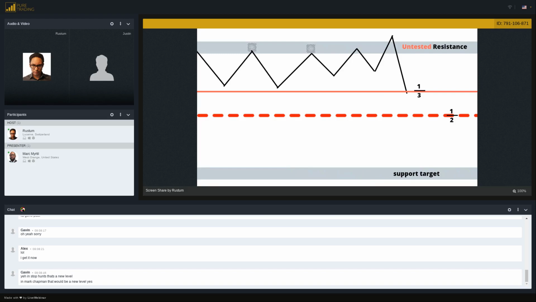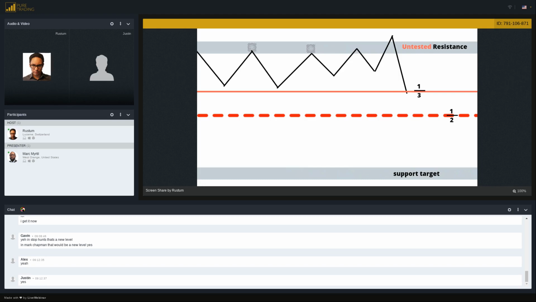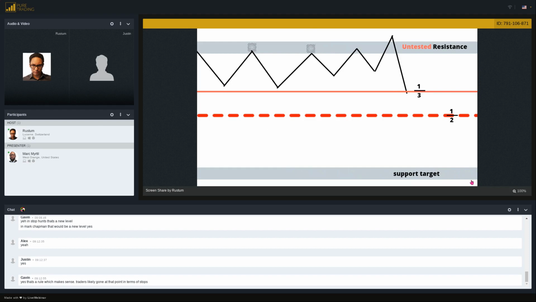Okay. How do you feel about that now? Do you understand that? Perfect. Okay, so we need a qualified area based on the touches, and we need it to be an untested area of resistance or support. Now, it just adds to our edge to the whole sort of system that we are trying to implement.